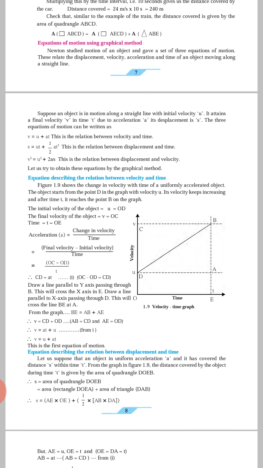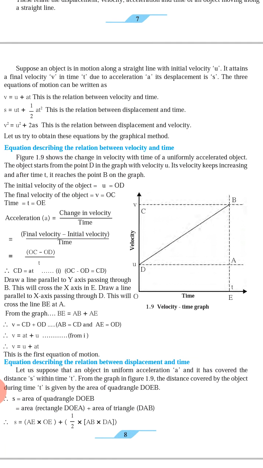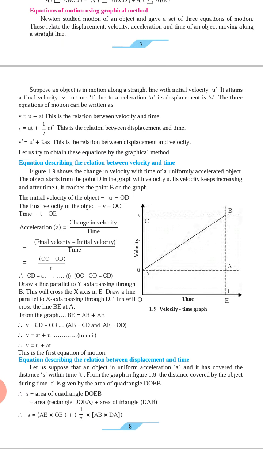Now next concept, derivations of these three equations. Derivations. v = u + at, how it comes? s = ut + ½at² and v² = u² + 2as. You have to derive these equations. There are very less chances that this question appears in exam, but as it is in your portion, we have to prepare it.